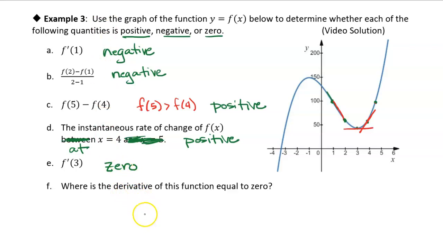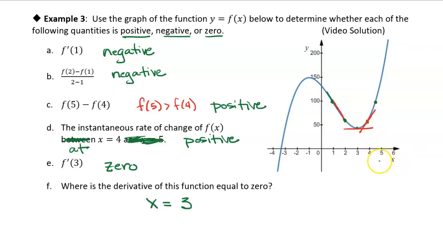All right, last one here. Where is the derivative of this function equal to 0? Well, we already found one point, right? We know that at x equals 3, the derivative is 0, because the slope of the tangent line at that point is 0. So are there any other points that are like that?